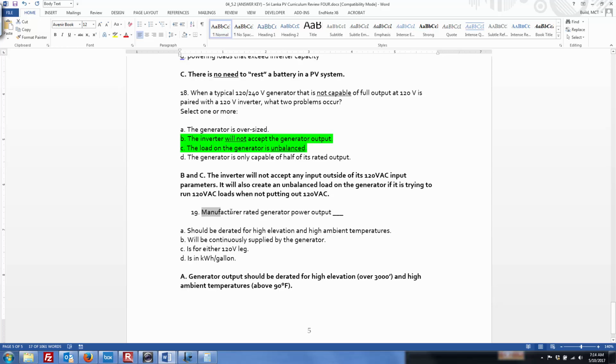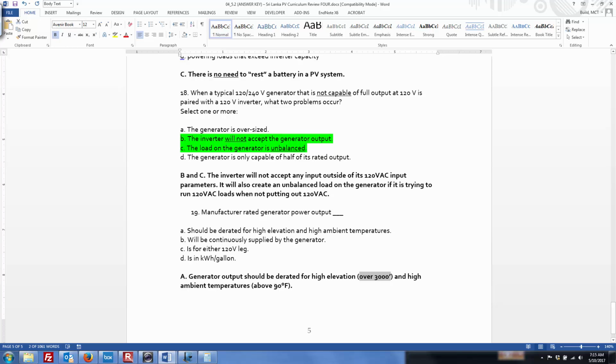All right, finally, the manufacturer-rated generator output, A, should be derated for high elevation and ambient temperatures. So what we're looking at is generator output should be derated for high elevation and high ambient temperatures. Now, this is true for solar panels, and it's also true for generators. So if you get over 3,000 feet, there's just less oxygen, and if you're at less oxygen, the generator does not run as smoothly. There's just not as much oxygen in the air.